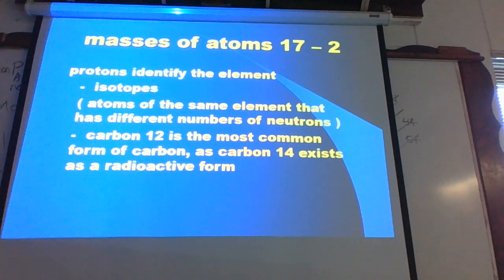That's what we're talking about, carbon 12. That's what you see on your periodic table. But there are different forms of carbon that exist. And when we talk about varying elements, we're talking about isotopes. The protons will still be the same, but the number of neutrons will vary.